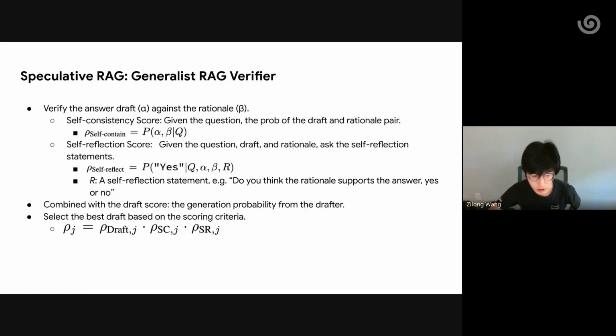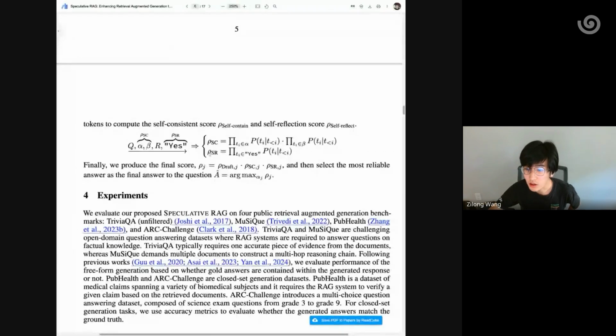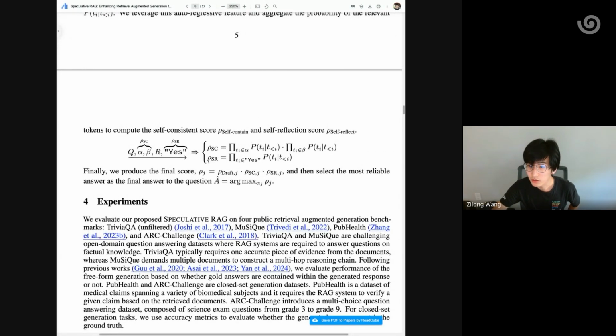Let me see if I have the more detailed equations in the paper, which may help you understand. So here you can see we input this very long string, alpha, beta, R, and Y together, to the generalist large model. As I mentioned, we decode it for one step. Each log probability shows the next-token generation probability based on the prefix. We multiply it because it's a probability, do some averaging, and come up with the self-consistency score and self-reflection score.